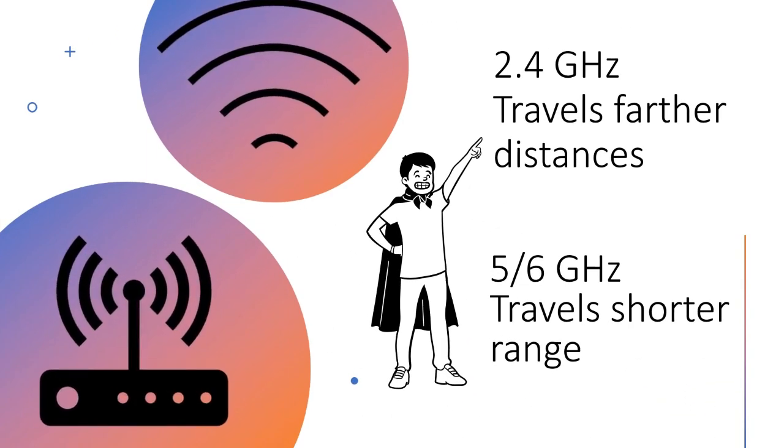2.4 gigahertz travels further distances compared to the 5 and 6 gigahertz, and this is the first feature that you should know about. It can also penetrate solid objects, drywalls, and so on, better. So why is that? Why can 2.4 travel further distances compared to the 5 and 6 gigahertz?